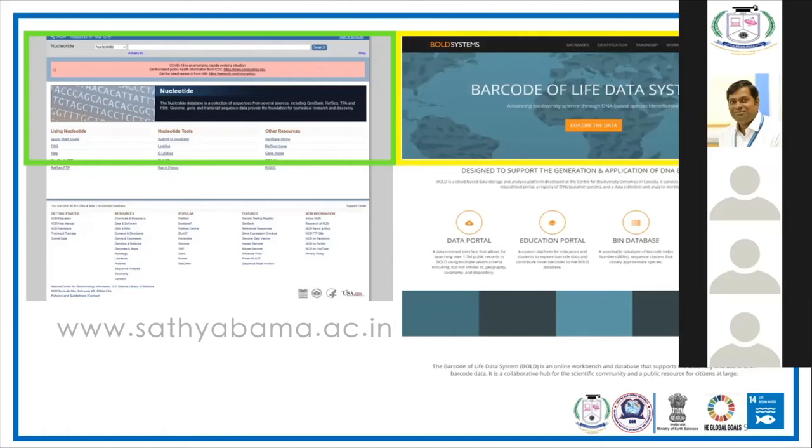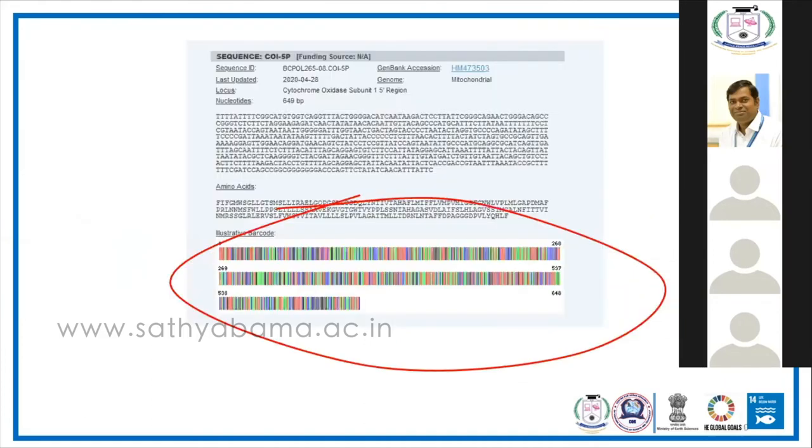If we have all the information, we can directly go to the BOLD system website, register our login, and do our experiment. After we submit all the things, they will provide the DNA barcode. They will provide the sequence ID, and one more thing, they will provide the DOI number also for DNA barcoding. This barcoding system is also considered like a publication.